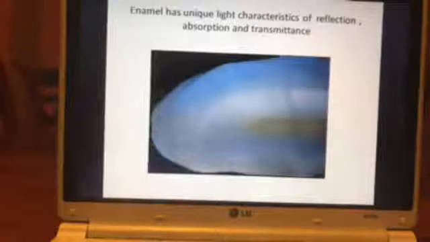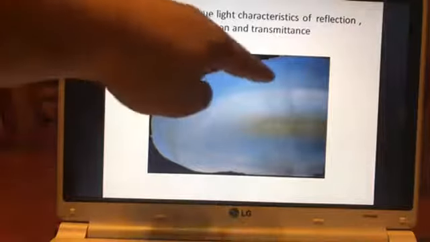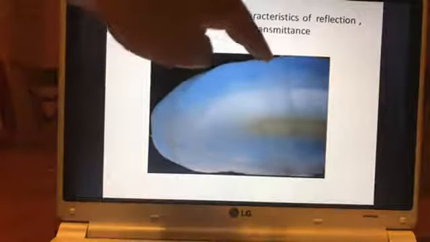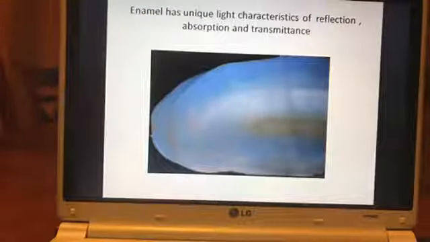If you see a cross section of the enamel, you can see that the enamel has really unique characteristics. It can reflect, absorb, and transmit light at the same time. So you can see the enamel reflection of the light. It gives you a blue color and a red color and a little bit of a zone of white. Let's not get confused. I don't want to confuse you.